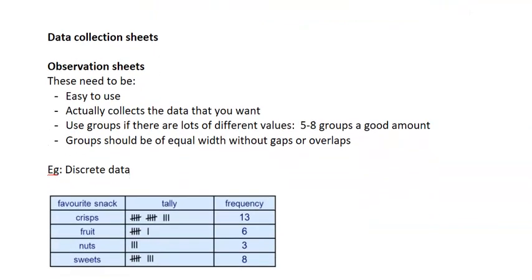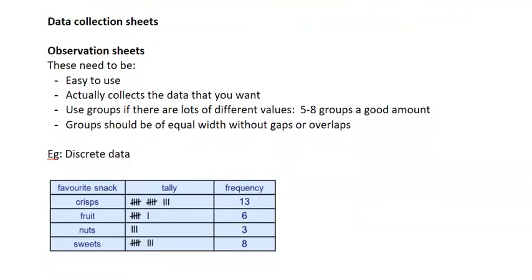So for example, you could have discrete data that you're counting, like favorite snack, and you count all the people, let's say in a couple of classes or in a cohort, and there's the tally and there's the frequency. And so it's a matter of saying, what's your favorite snack, and you take the tally.